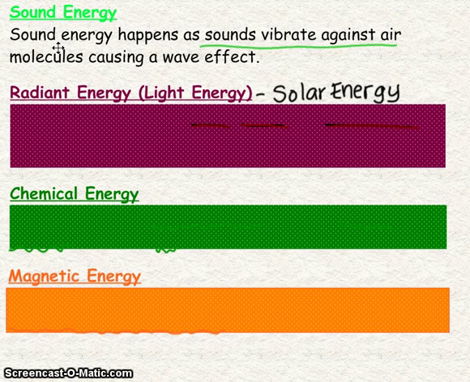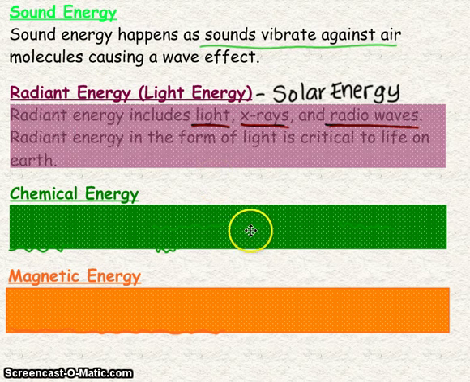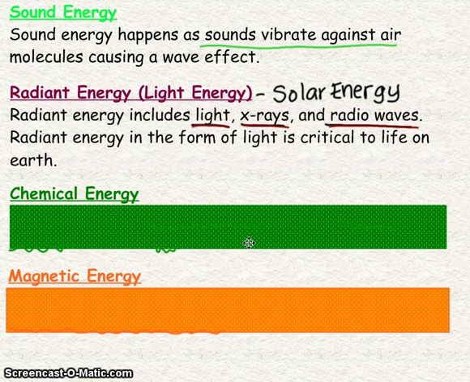Another form of energy would be radiant energy or light energy. Another way to look at this would be solar energy. And solar energy includes a lot of things. When we look at this form of energy, we're looking at light, we're looking at X-rays, we're looking at radio waves. All of these things, all forms of radiant energy, are crucial for life here on Earth.